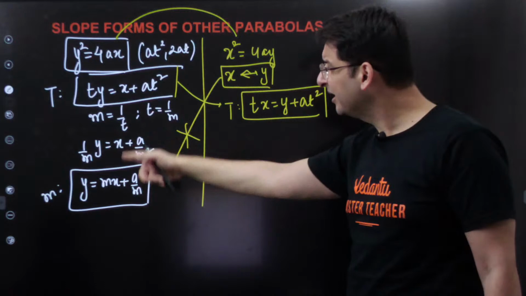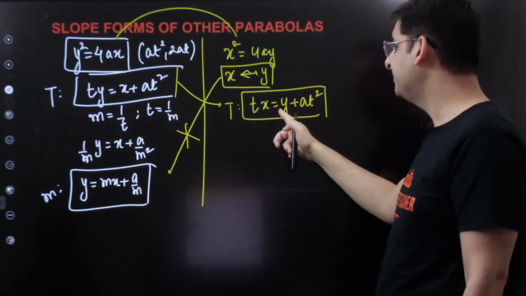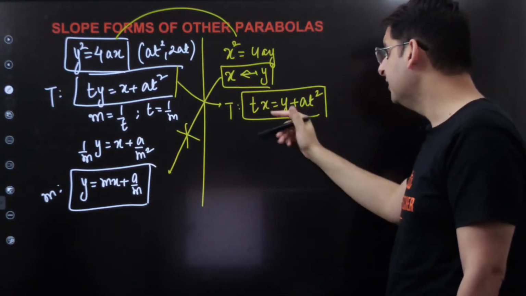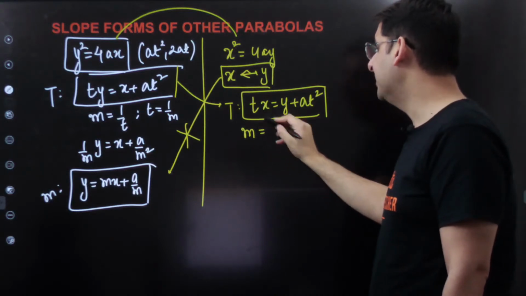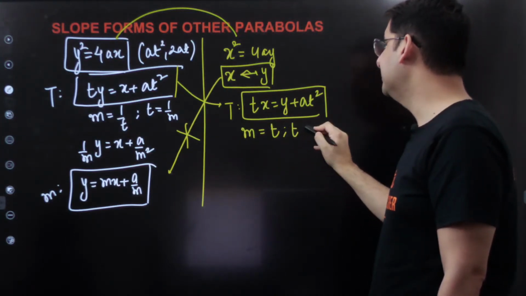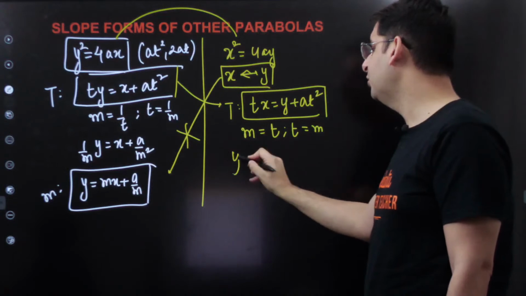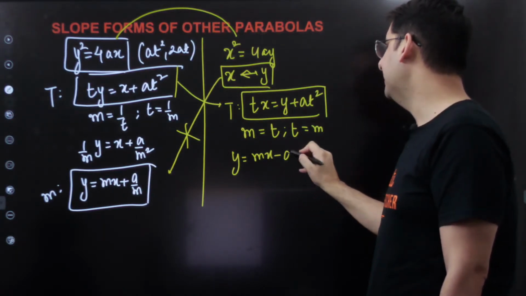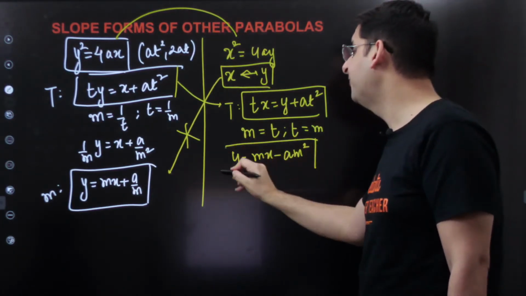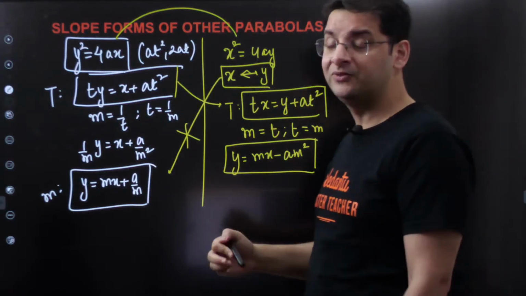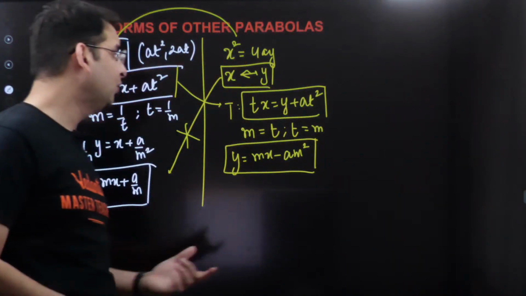How do we find the slope form? The same way. For example, here, if you see this, what is the slope? y is equal to mx. So slope is t. So basically replace t by m. So it will be y is equal to mx minus am square. This is the slope form of the tangent of the parabola x square is equal to 4ay.